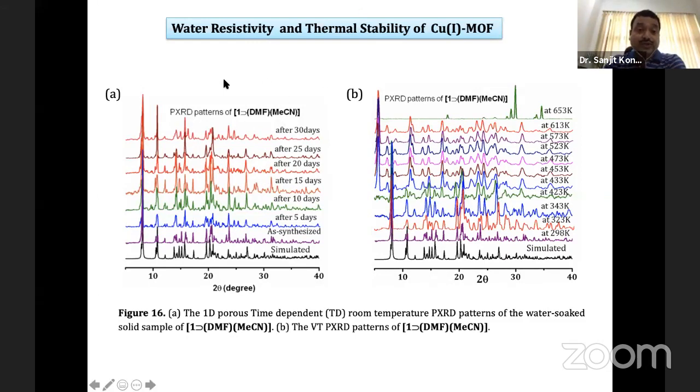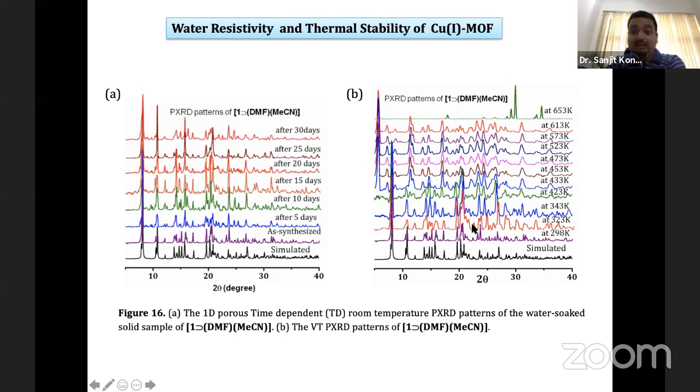I am not going to explain because I understand many students are here. So what do you learn from here? Whatever the peak positions from start to end, the powder XRD patterns remain more or less the same even if we keep our sample in water up to 30 days. These are the original simulated one, this is the freshly prepared, this is after 5 days, 10 days, 15 days, 20 days. So even up to 30 days, our samples are stable in water.